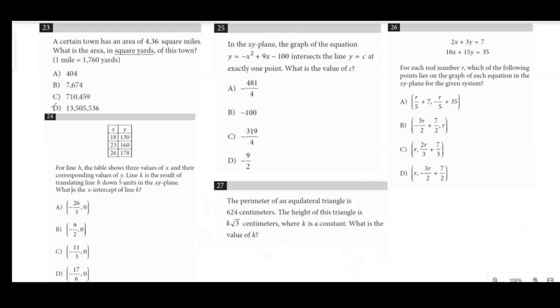If I talk about question number 23, option D is correct. Question number 24, option number D is correct. Question number 25, option number C is correct. Question number 26, option number B is correct. And question number 27, a great question. So the answer for this will be 104.